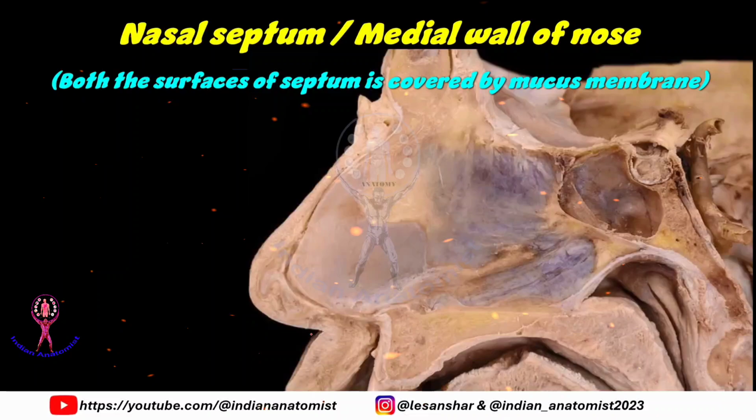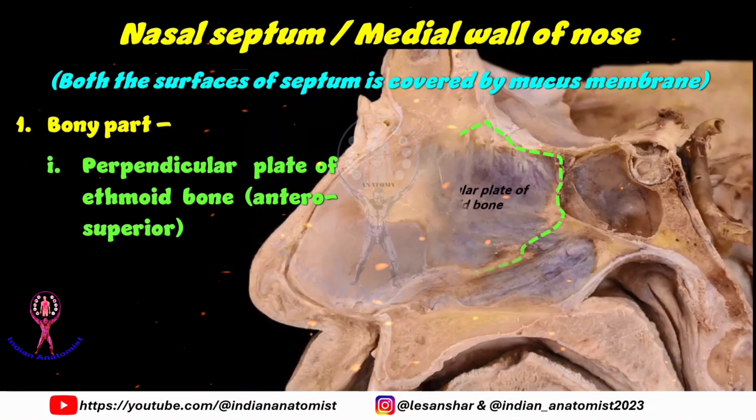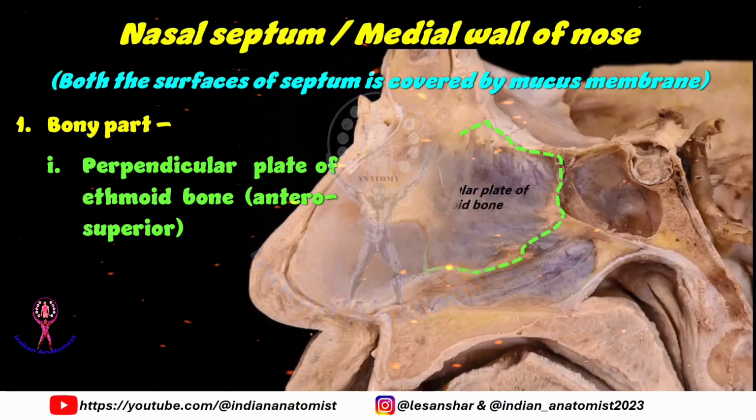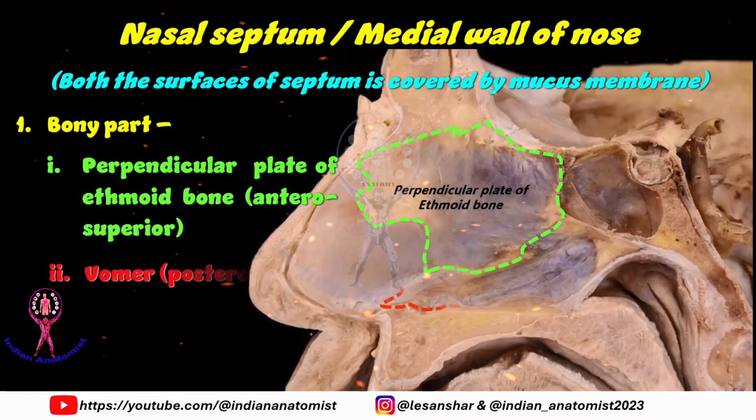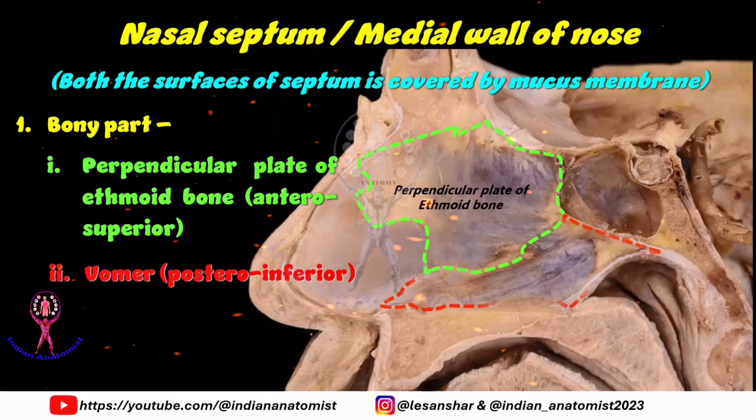Now, what are the bones forming the nasal septum? Number 1 is perpendicular plate of ethmoid bone, lies in anterosuperior aspect of septum. Number 2 is vomer, present on postero-inferior aspect of septum.